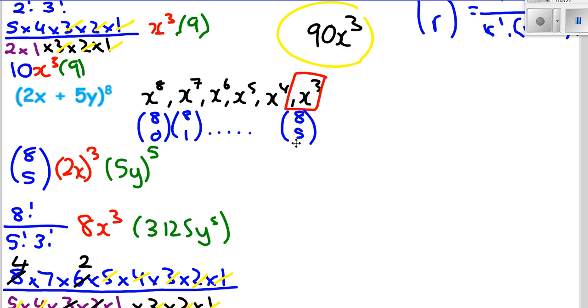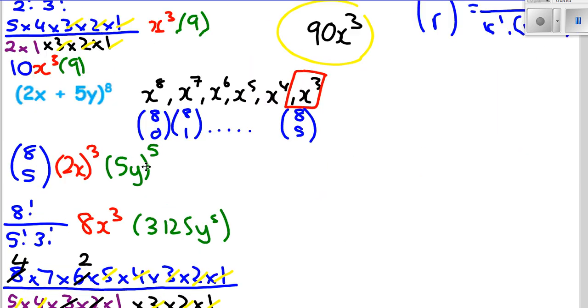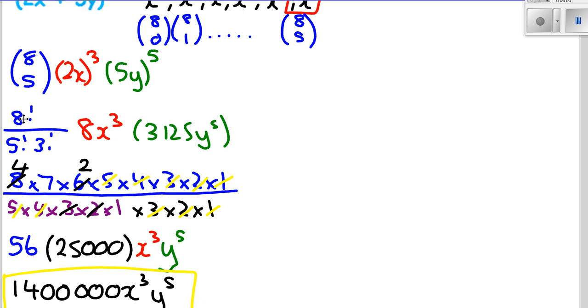So by writing this out, I didn't make a mistake and suddenly go, oh, it's 8C3. So writing it out to begin with, and even in the exam, is a way of avoiding that kind of mistake. And then 8C5 is our nCr, and then we've got 2x to the power of 3, because the question was asking for x to the power of 3 at the top. And then therefore 5y to the power of 5, because these two must add up to 8. Then you can write out your little gorgeous formula, 8 factorial over r factorial times n minus r factorial.